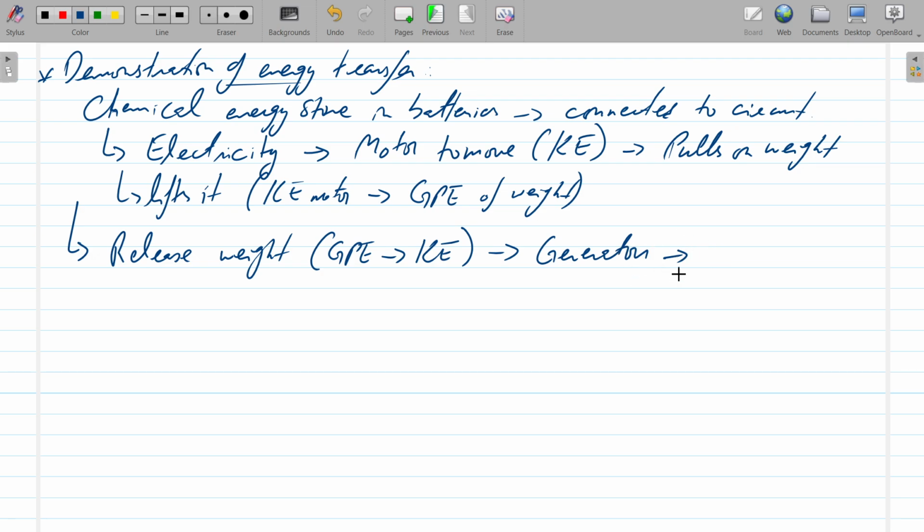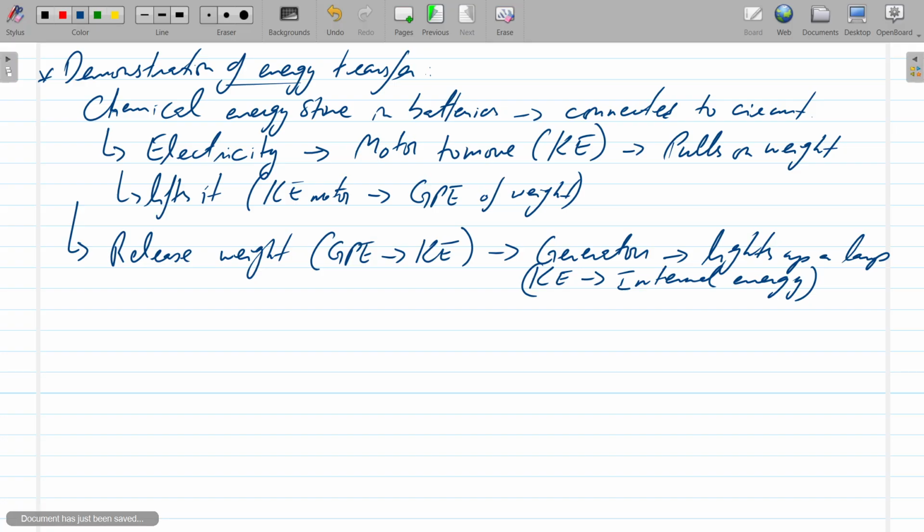Right, so the generator moves, it causes the coil to move, it converts the kinetic energy, right? It lights up a lamp, and as you can realize, I'm really summarizing it. It's given in text in the book, and so what's happening over here is the kinetic energy of the generator is being converted to internal energy of the lamp. And so that's just a demonstration of energy transfers, right?